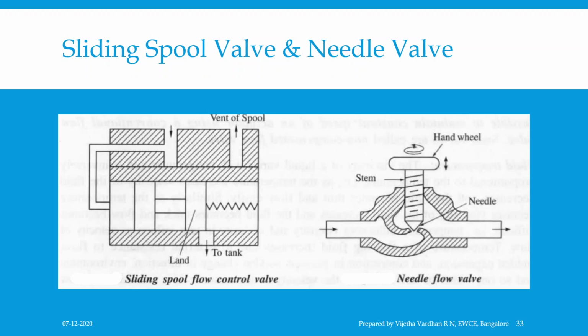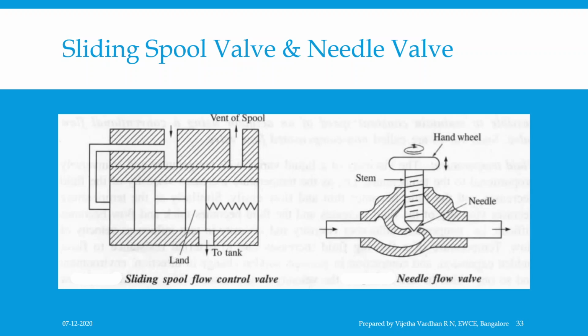The spool is located centrally in a bore. The land blocks the flow through the passage alternatively and permits selected flow of fluid as the spool moves within the bore, and the figure shows the basic principle of the sliding spool valve, which is on the left hand side in the slide. Coming to the next type of valve, it is called the needle valve.